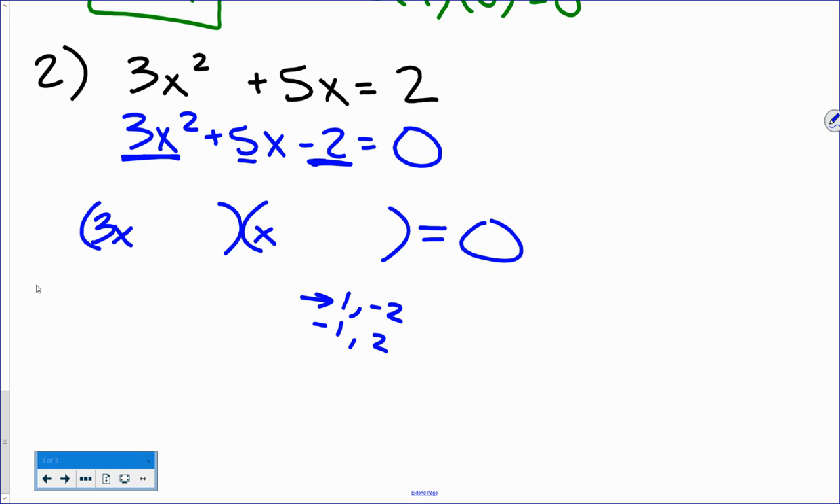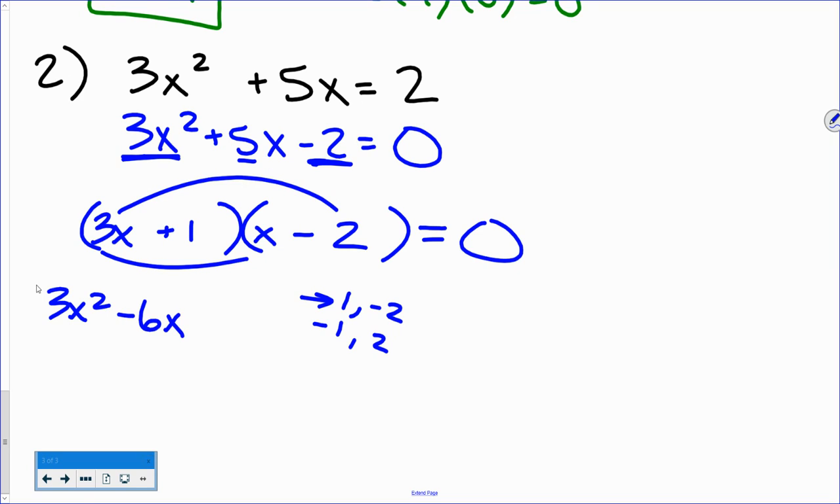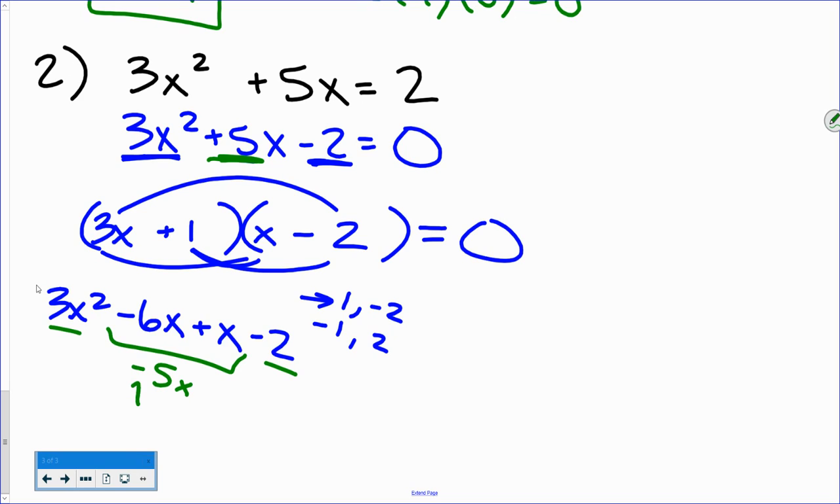But we can kind of just try something out. So if I try this one first, let's test it. Let's see if that works. If not, we'll try something else. All right, so then I've got my 3x squared. 3x times -2 is -6x plus 1x, and then -2. So right now, this just added to -5x, and I need a +5x, but everything else is good. I've got the 3x squared, I've got the -2, and I've got the number that I want, just the wrong sign. So that means I just need to flip my signs around.